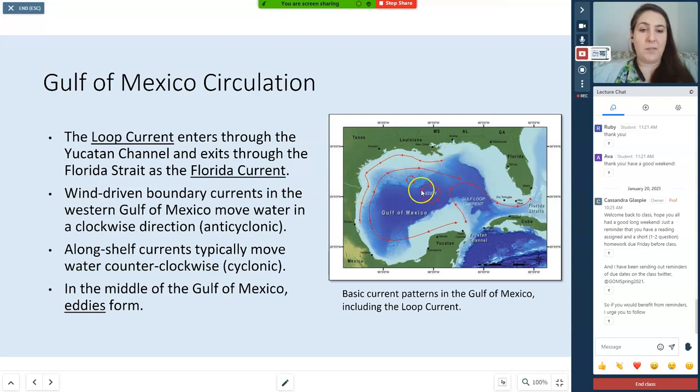And then in the middle of the Gulf of Mexico, we tend to have these things called eddies form, and we'll talk more about what an eddy is in the next few slides. But you can see here that's a circular kind of cell of water movement that's much smaller than a gyre, just like a little patch of circular moving water.